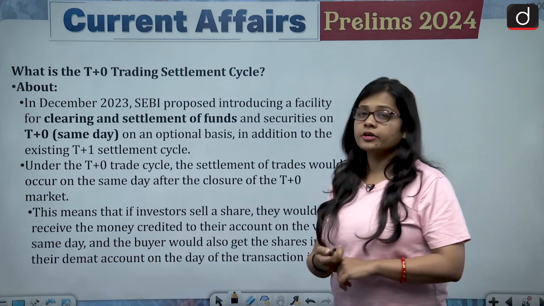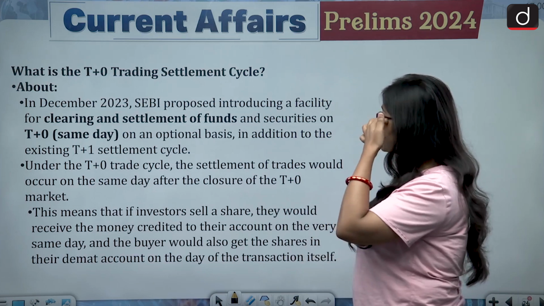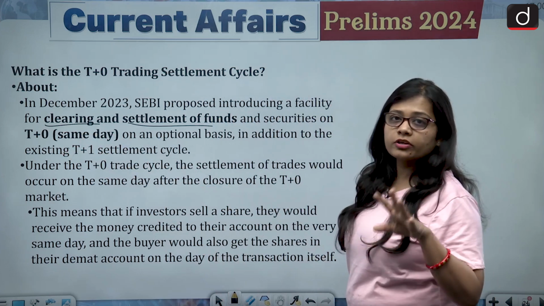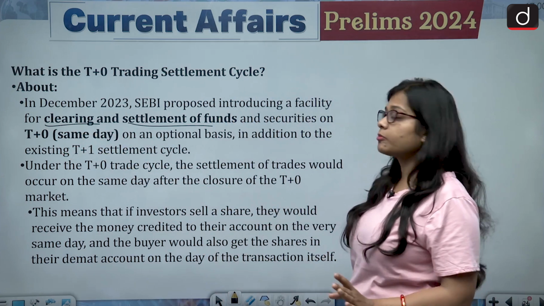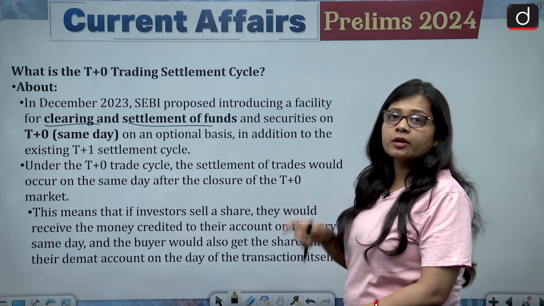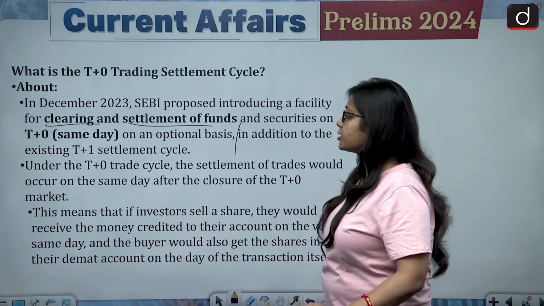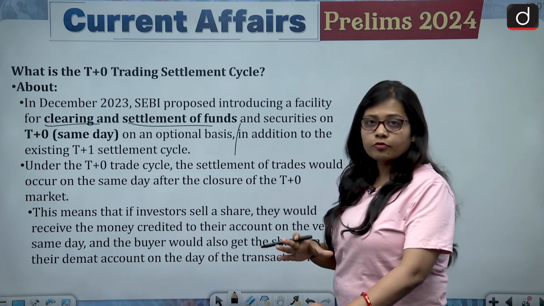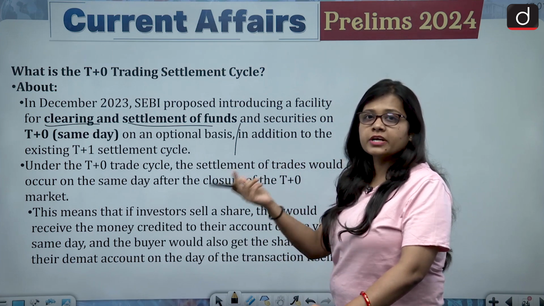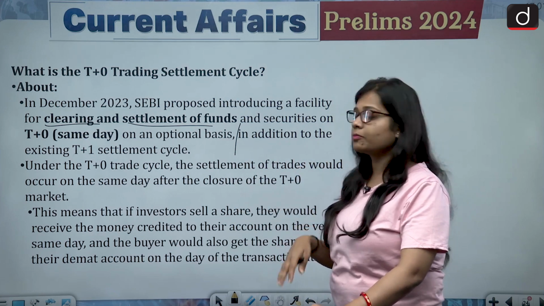Now, what is the T+0 trading settlement cycle? In December 2023, SEBI proposed introducing a facility for clearing and settlement of funds. It means whether both the parties have got the funds or the settlement has been done between them or not. T+0 means that settlement is done on the same day the transaction has taken place. But this is on optional basis in addition to the existing T+1 settlement cycle. The cycle being followed as of now is T+1, that is the day on which the transaction has been made plus 1 day. But now it is T+0, no extra day is given, things will be settled on the same day.